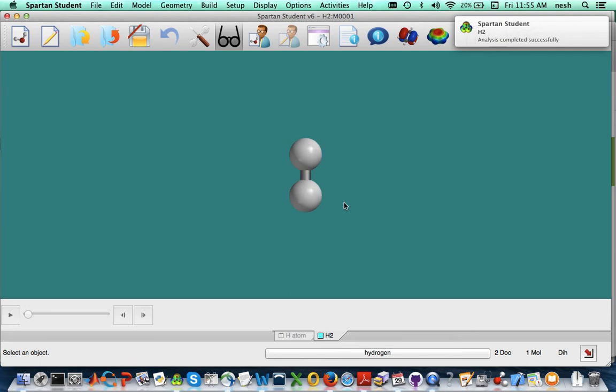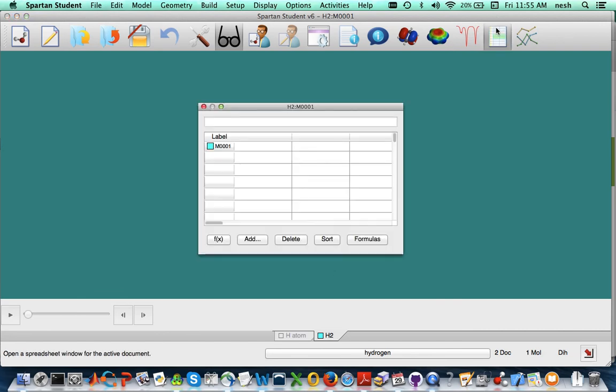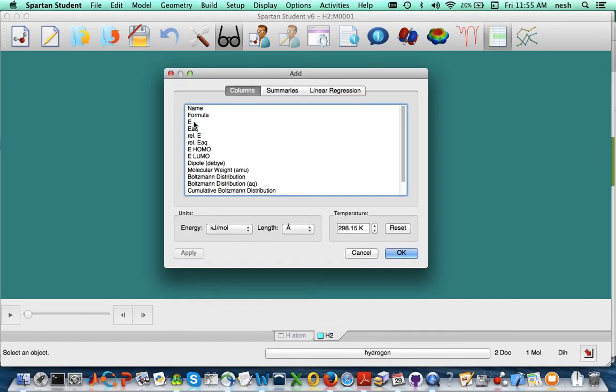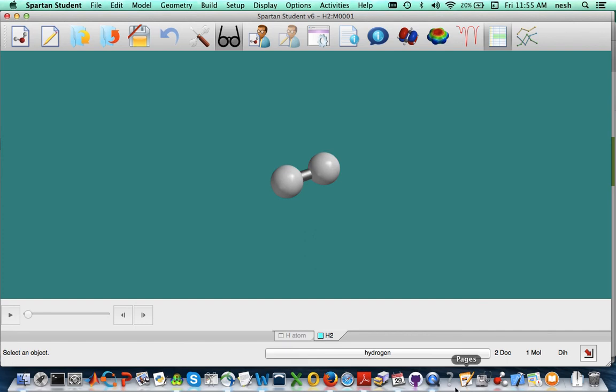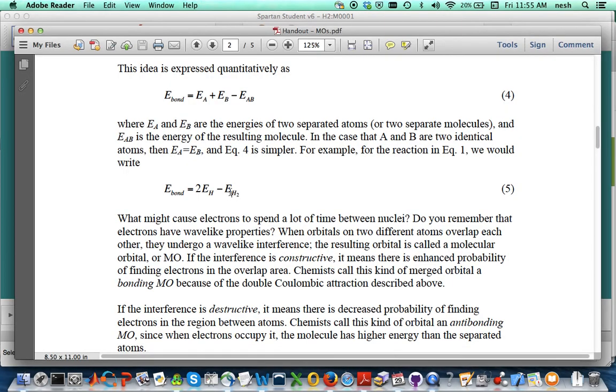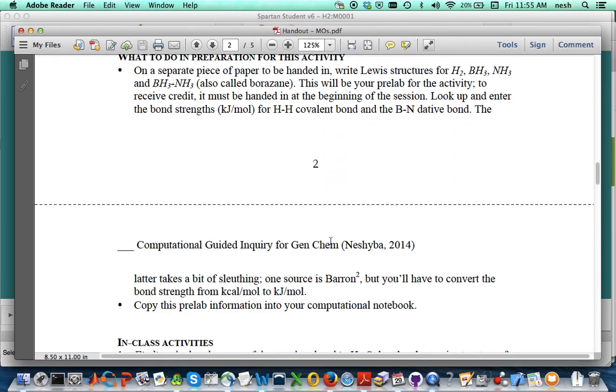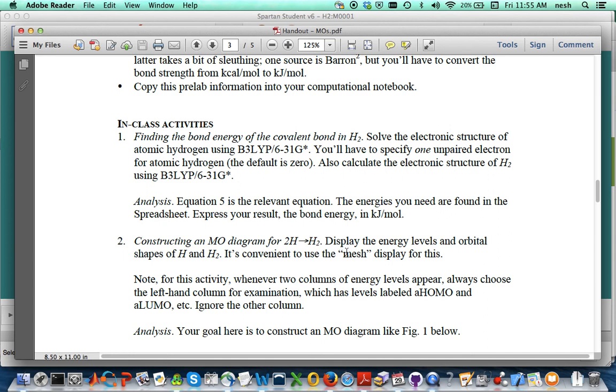Okay, fine. Now, of course, you might imagine that's the same thing. What we're going to do is go over to this spreadsheet and say add the energy, and say OK. And now that's the energy, minus 3086, that we want for the hydrogen 2, for H2. And if you go back to here, that's that number that will get subtracted from that first number that we calculated times 2. And so that is, there we go. That's step one of the in-class activities that will give you the bond energy of the covalent bond in H2.